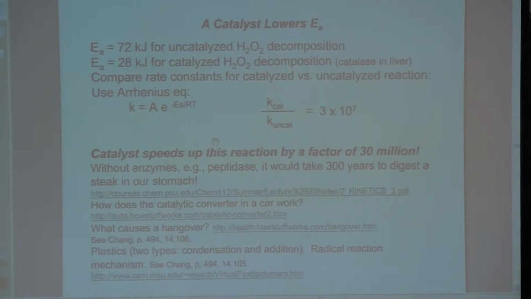So if you do a calculation comparing the rate constant for the catalyzed reaction versus the uncatalyzed reaction, note that the ratio is 3 times 10 to the 7th, or 30 million. So that tells us that the rate increases by a factor of 30 million by using a catalyst, which is a very large increase in rate.